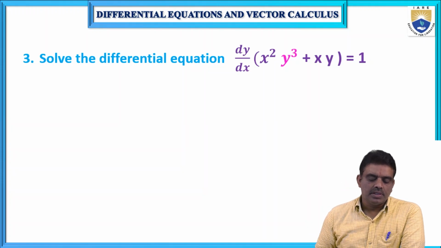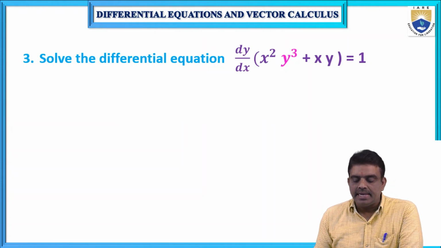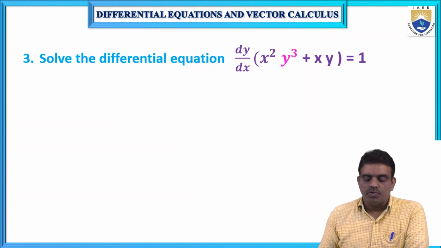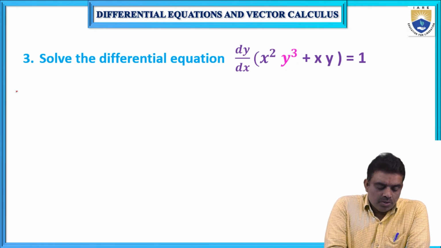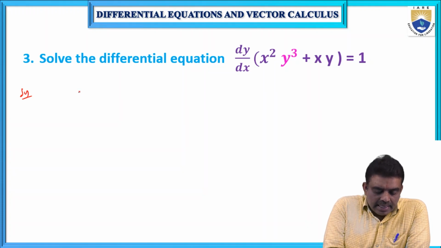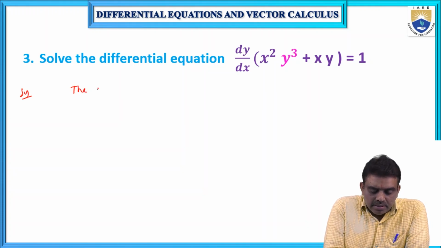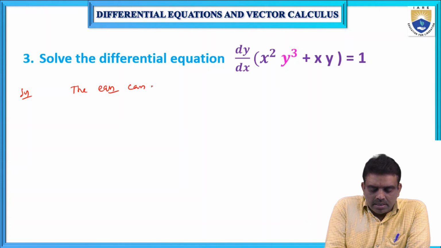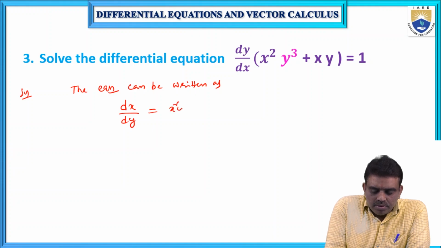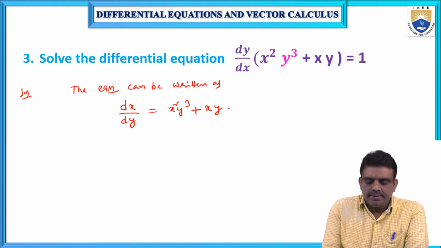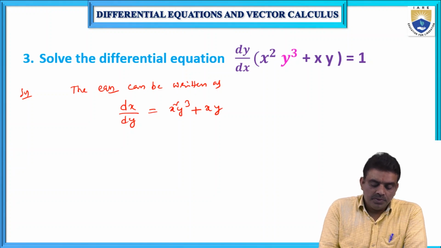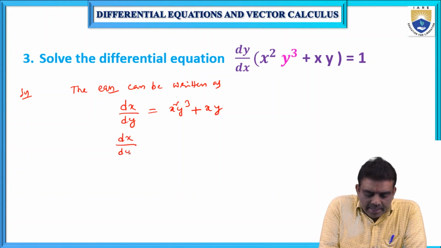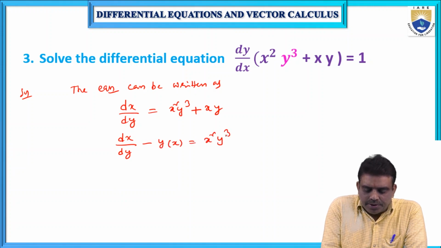Similarly, solve another equation: dy by dx into x square y cube plus xy is equal to 1. I can rewrite the given equation as dx by dy is equal to x square y cube plus xy, or dx by dy minus yx is equal to x square y cube.